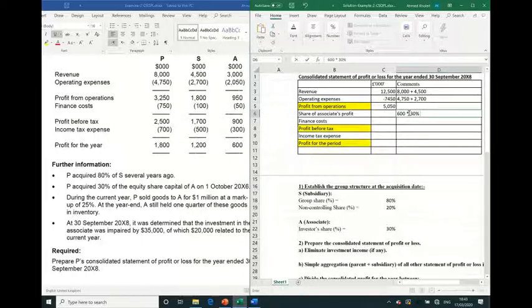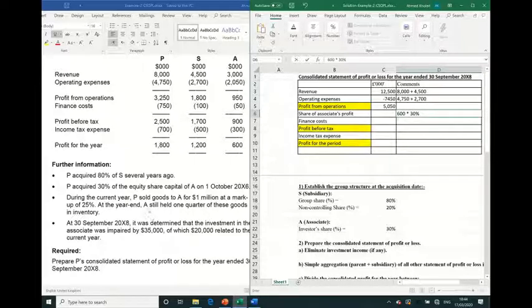But this profit needs to be adjusted by unrealized profit on inventory and any impairment in the investment in associate, which is related to the current year. Okay, so we have these two items here given.